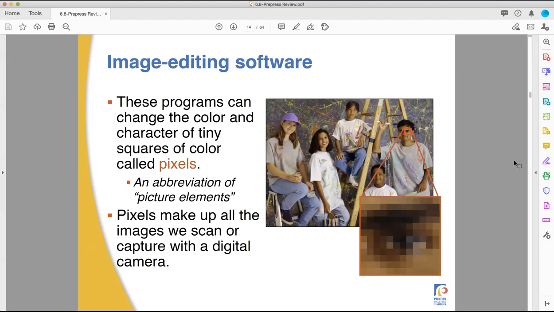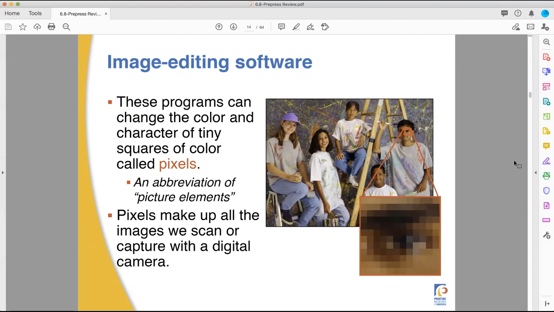Okay, let's talk about image editing software. Image editing software is the facial tissue of Kleenex, that is, the generic term for Photoshop. There are other programs that can do it, Photoshop being the most famous. And image editing software edits pixels.